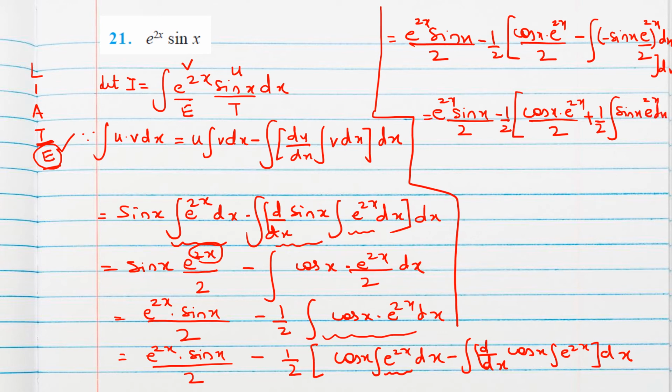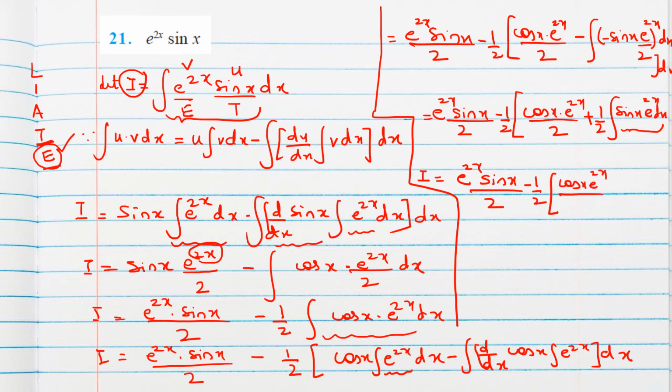Again we got two functions in product. But if you observe, this integral is nothing but the question, and the question we have supposed as I. So here we can substitute I, and the left hand side is I only. So we can write I equal to e power 2x sine x by 2 minus half cos x e power 2x by 2 plus here I by 2.